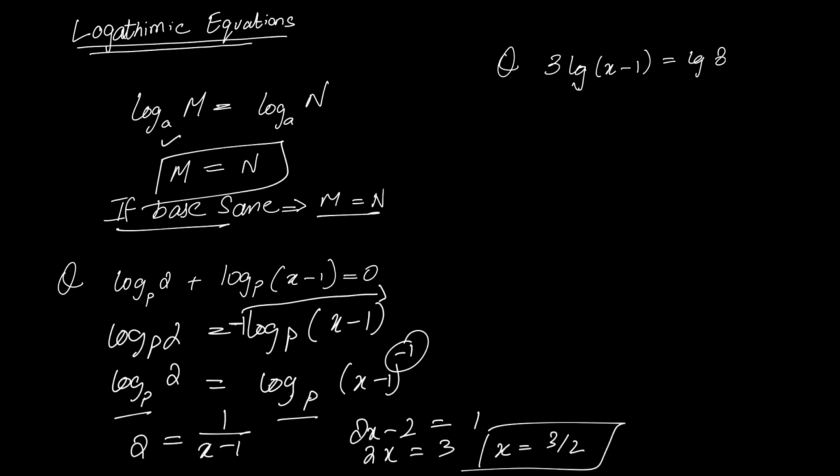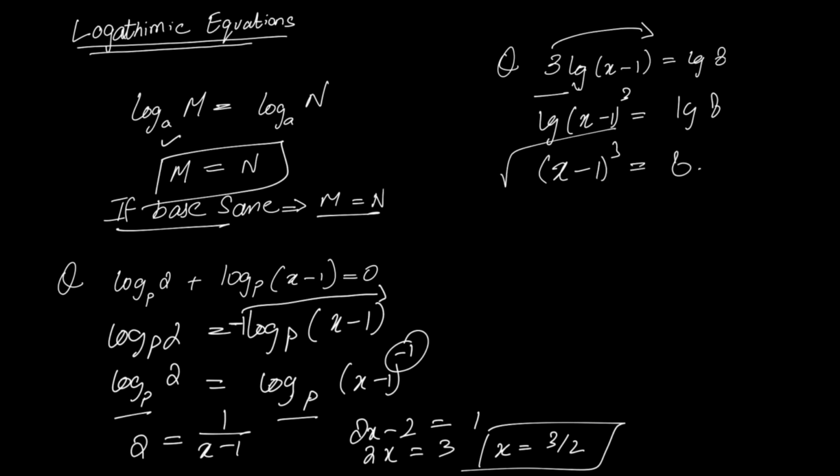Okay, now in this question it says that 3 lg(x minus 1) is equal to lg 8. So again we will take this 3 over here to make the bases the same. Now that the bases are the same, both have a base of 10 because it's lg, so we can equate this to this. So we'll take a cube root on both sides. This will give us x minus 1 is equal to 2 and x is equal to 3.